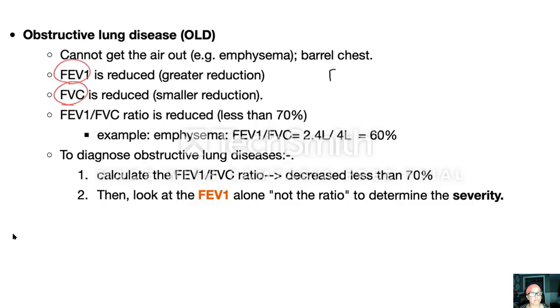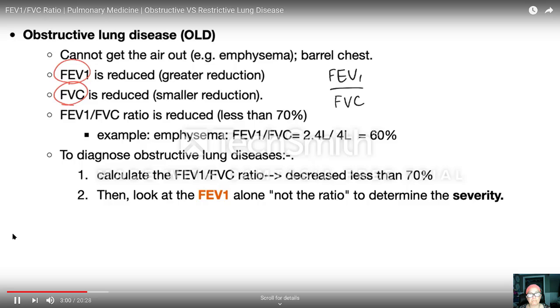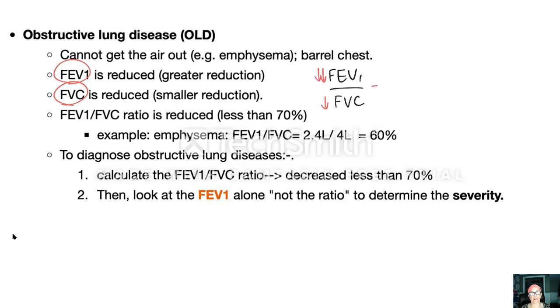So here is FEV1 over FVC. If you reduce the numerator more than the denominator, the result is a decrease in the FEV1 to FVC ratio. And this is an obstructive lung disease. Why? Because the effect is greater in the first second. It's like this: I cannot get the air out.